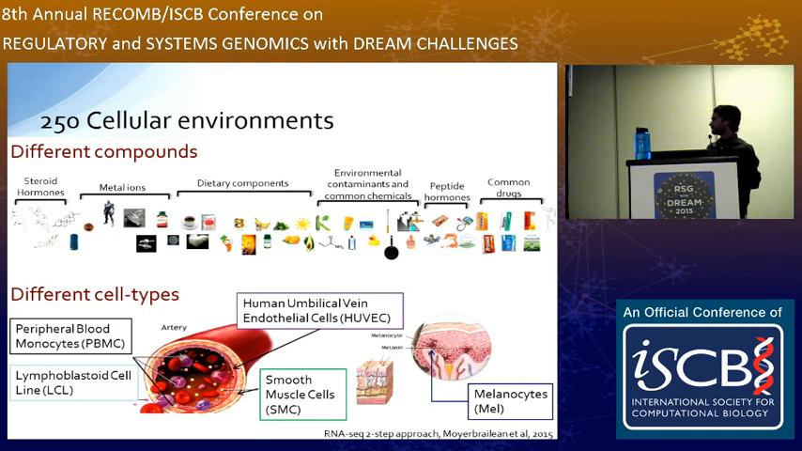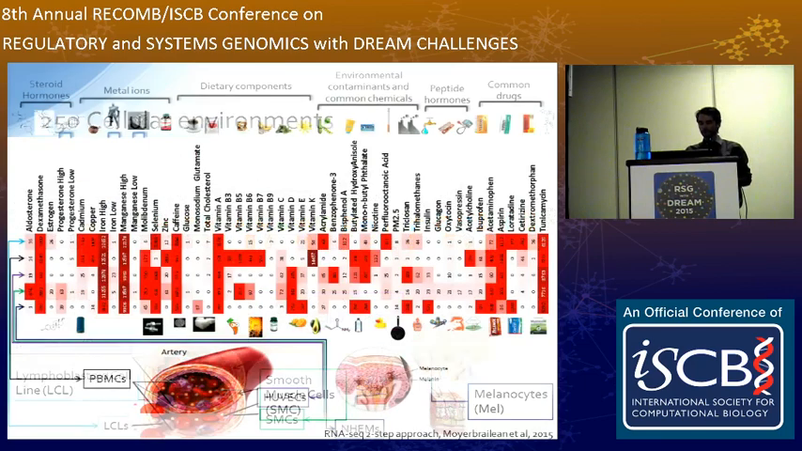And then we have 5 different cell types that we use, all of which are primary except for the LCL lines. And they all have, at the very least, related cell types in ENCODE if we wanted to dig into some of the other data. So overall, the pairwise combinations give us our 250 cellular environments.